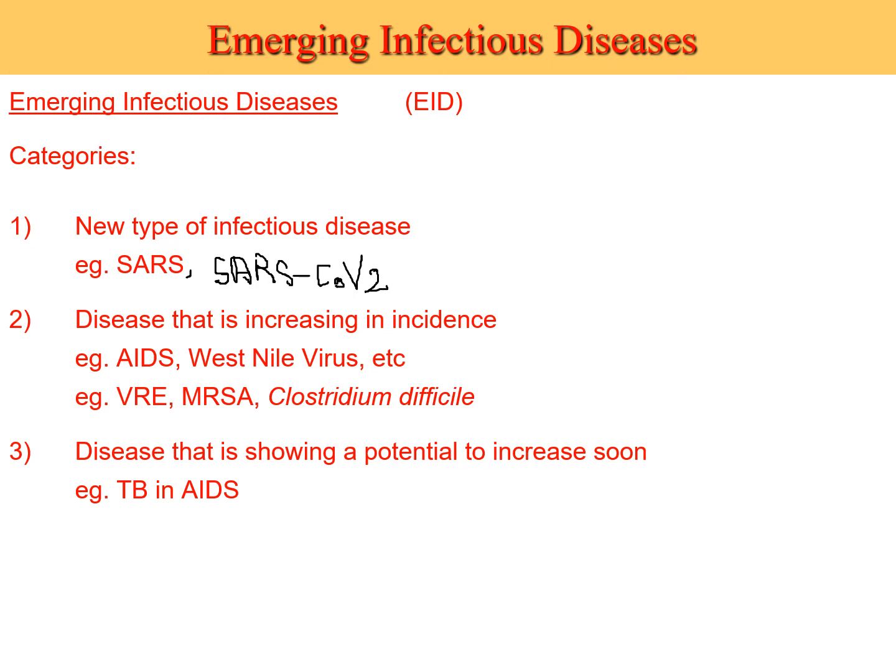Diseases that are increasing in incidence. Well, AIDS is still present. I don't know how much it's increasing. West Nile virus, certainly infections with VRE, vancomycin-resistant Enterococcus, or methicillin-resistant Staphylococcus aureus, MRSA, C. difficile, still a problem. Diseases that have a potential to increase are TB, cases of TB in AIDS patients. That's a problem.